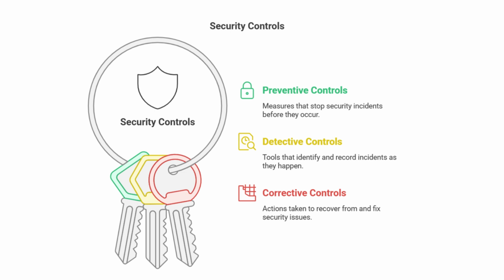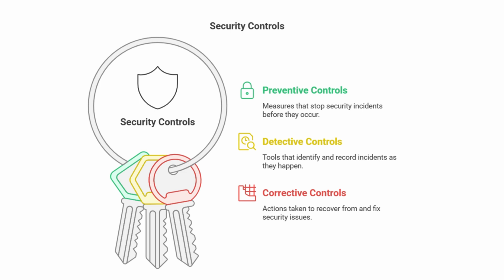Imagine a bank. It does not just rely on a locked door to keep criminals out. It has CCTV cameras to monitor activity, alarm systems to detect break-ins, and security guards to respond to threats. Access control in cybersecurity works the same way. We have different types of security controls that work together to keep systems protected from unauthorized access, misuse, and security breaches. Security controls protect access control systems by preventing, detecting, or responding to security threats.